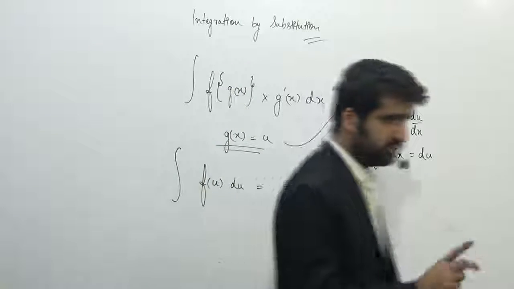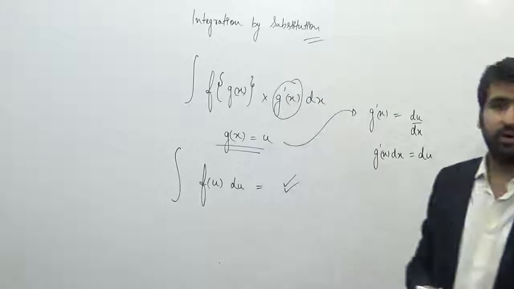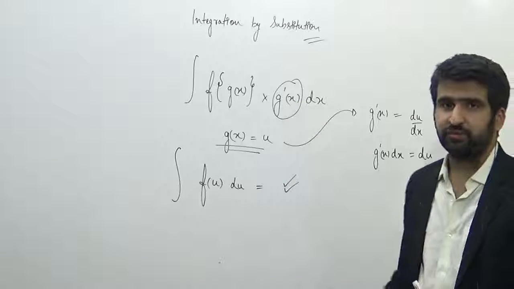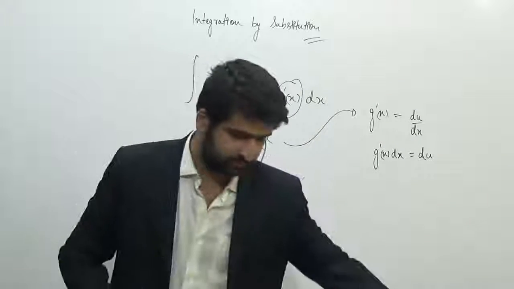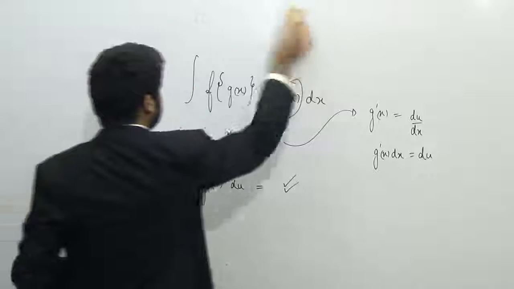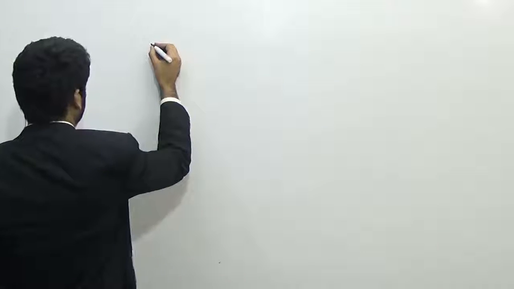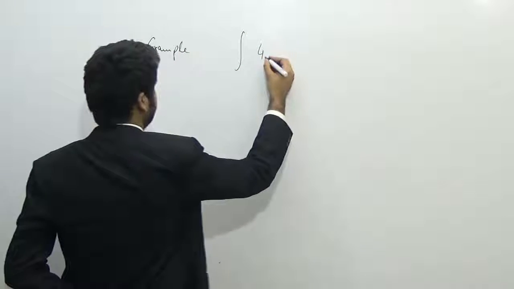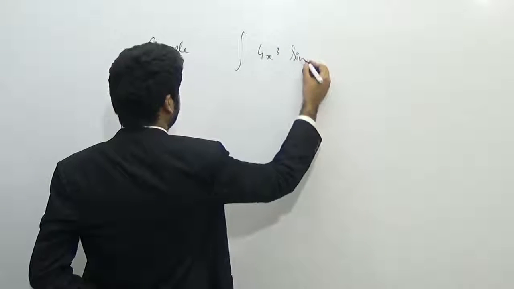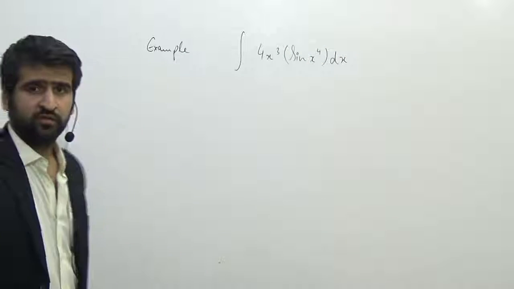So just remember one thing, that you have to know the differentiation of the inside function. If this is present, only then you can calculate the integration of this composite function. So just remember this trick, and let's apply this one to find out the integration of this. So let's take an example. Find the integration of 4x cube multiplied by sin x to the power 4 dx.